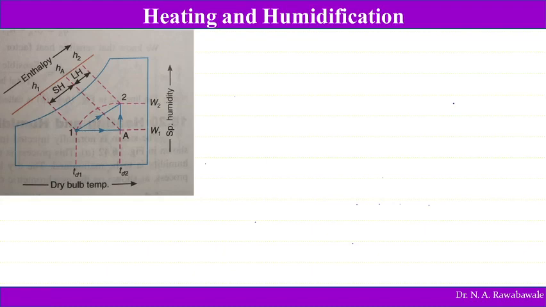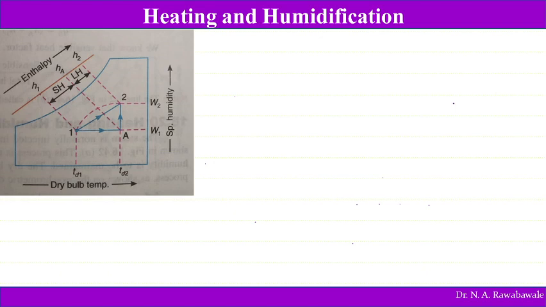So now we are going to discuss heating with humidification. What is this heating and humidification? This process is generally used in winter air conditioning to warm and humidify the air. So when air has to be humidified and made warm, this heating and humidification process is used. This process is the reverse of cooling and dehumidification, which we studied in the previous class.